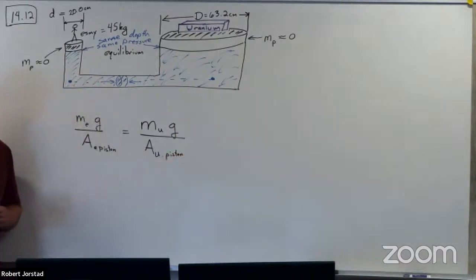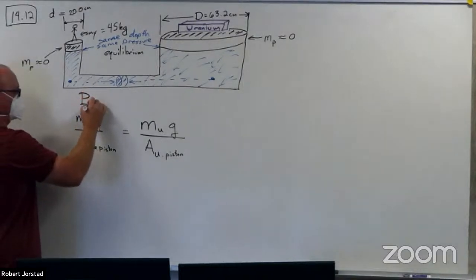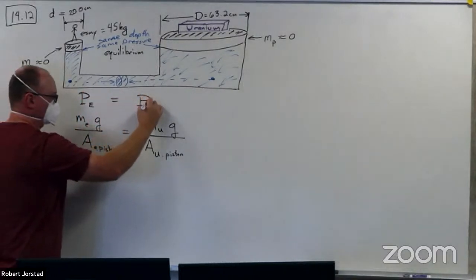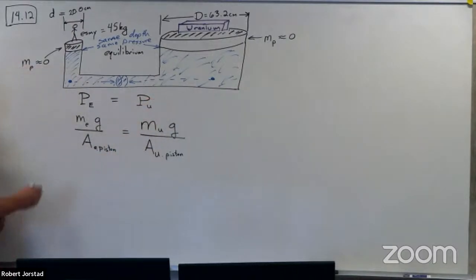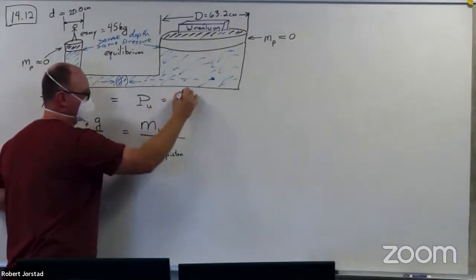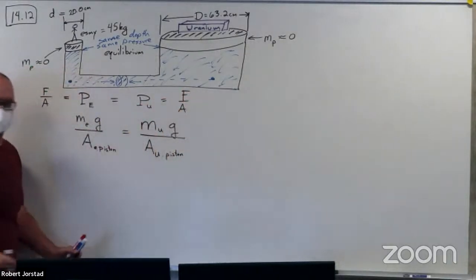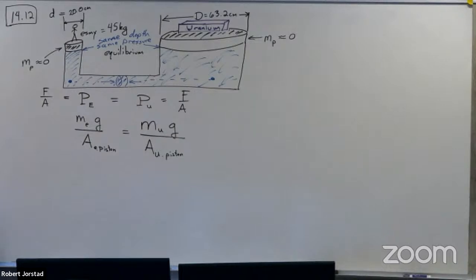Take a second. Do you believe that? If the pressures are equal, right? Pressure of Esme should be pressure of the uranium side. But that's force over area on each side. Is everybody okay with that? Good.